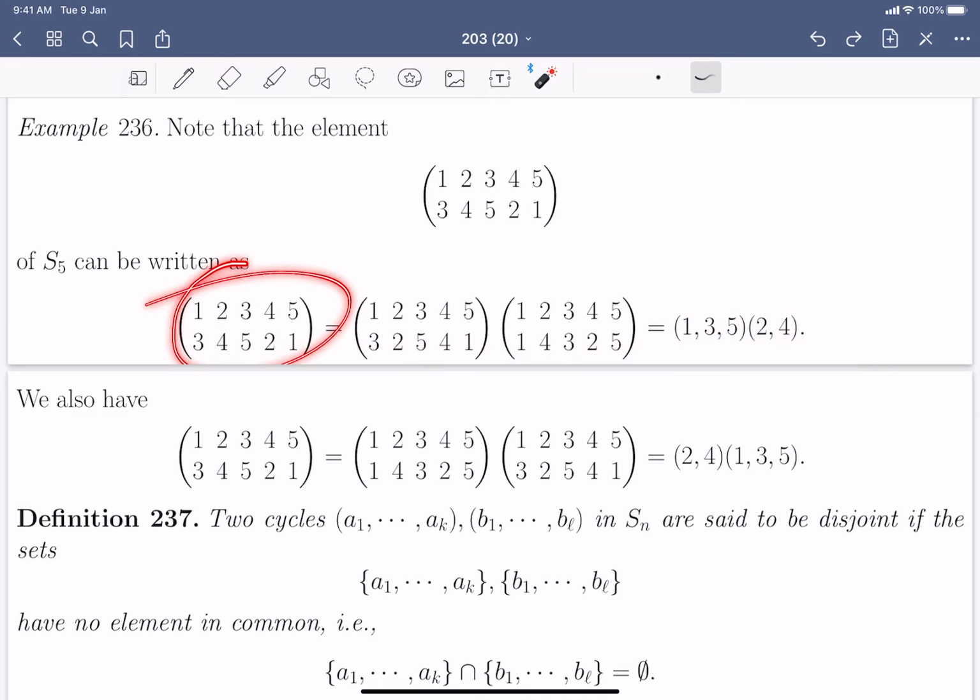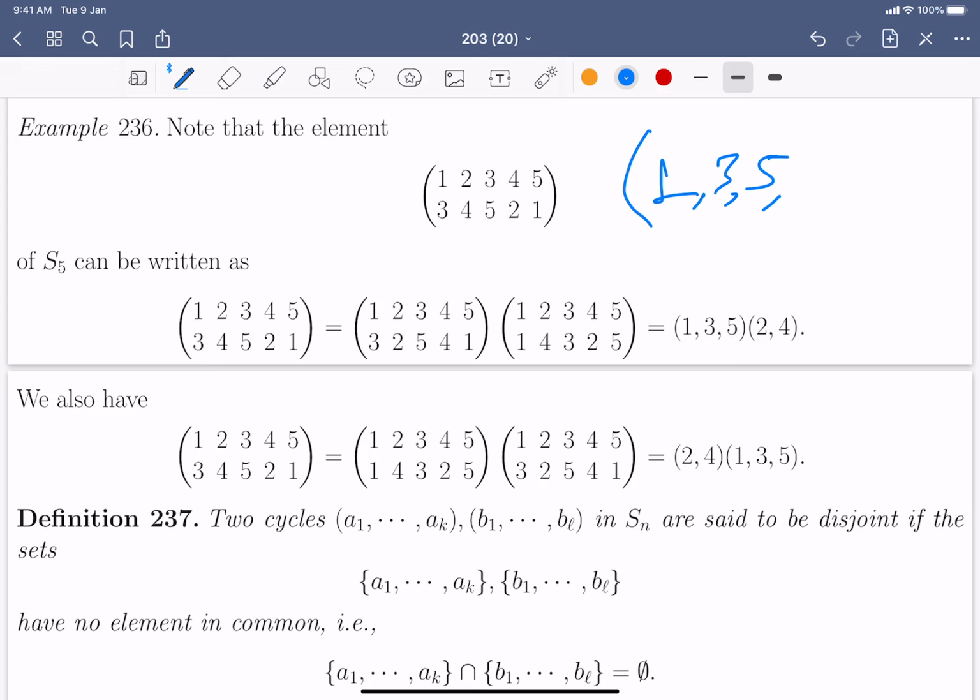So for instance here, if you start with the element 1, you write down 1, and next to 1 you write down the image of 1, which happens to be 3 here. Then next to 3 you write the image of 3, which is 5, and next to 5 you write down the image of 5, which is 1. So 5 comes back to 1, and then you close it. And then what's left?